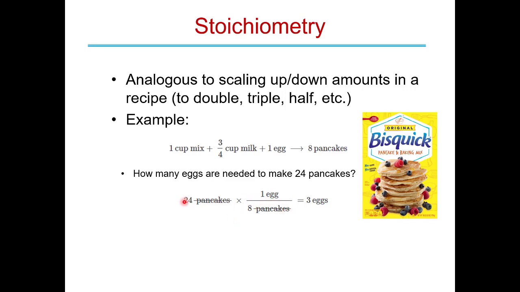Doing the math, 24 times 1 divided by 8, and you probably thought of this in your head anyway: 8 pancakes, how many times does 8 go into 24? Well, 3 times. And so we're going to need 3 eggs. This, which is just a ratio of these different numbers, is a way that we can set it up to be a conversion factor. So you see that pancakes cancel.